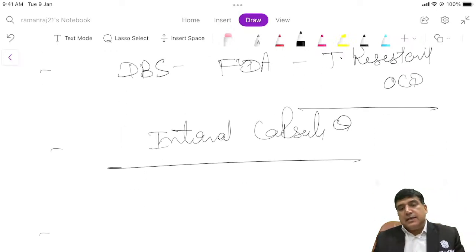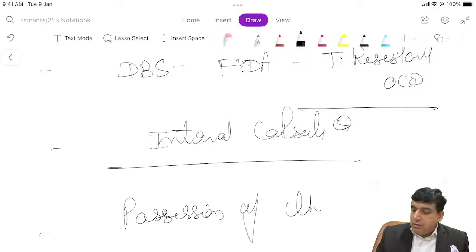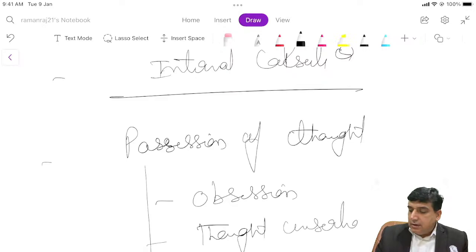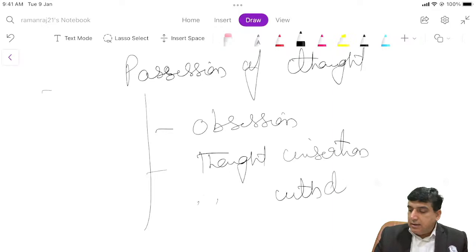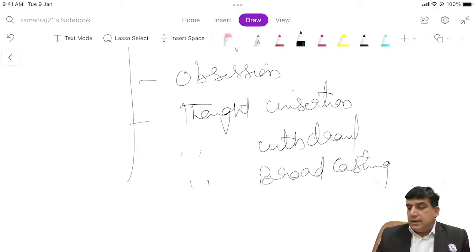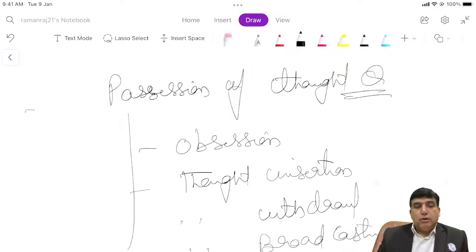In the mental state examination, you know that we have various headings, and we describe various symptoms and phenomenology in psychiatry. Please remember, if they ask you where you describe obsession and compulsion, it is under what? Possession of thought, or thought possession. Under possession of thought you describe obsession, thought insertion, thought withdrawal, and thought broadcasting. So these are the thought phenomena. In first rank symptoms we read thought insertion, withdrawal, broadcasting, and obsession. Please remember, it's a very important MCQ. We describe them under possession of thought.